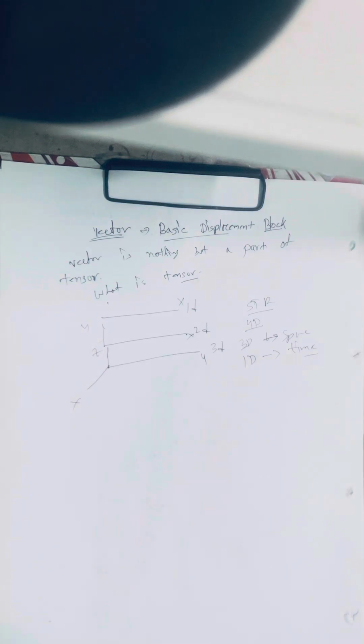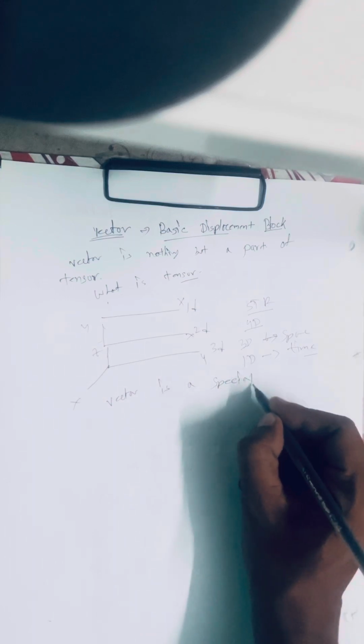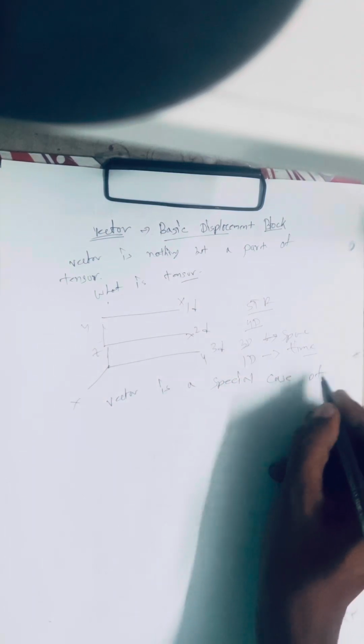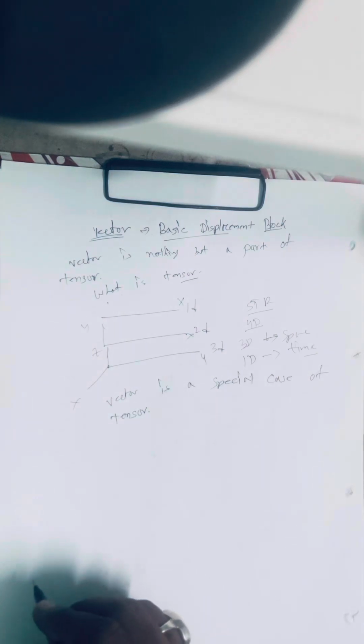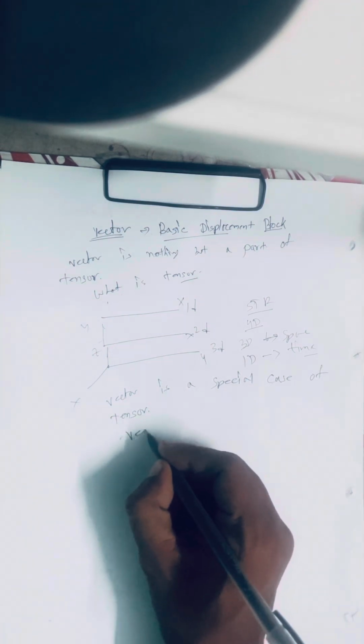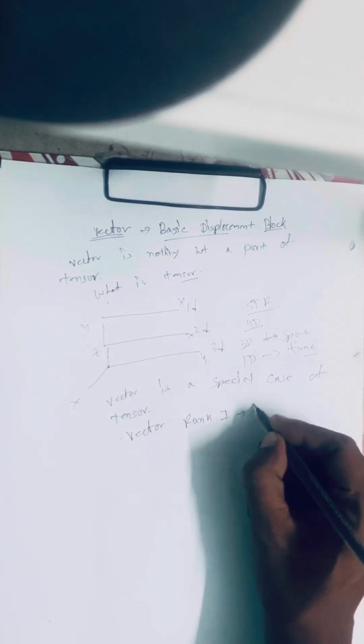Now, what I say, vector is a special case of tensor, and its rank is 1 for the tensor. Okay, its rank is 1 for the tensor. Vector rank 1 tensor.